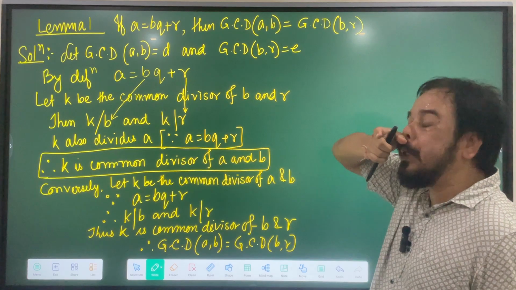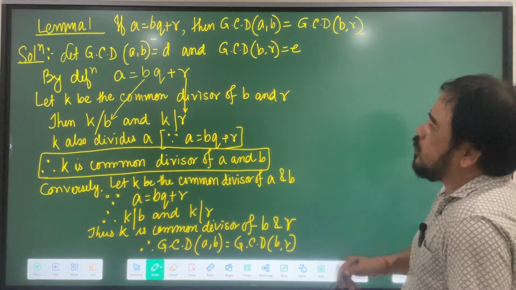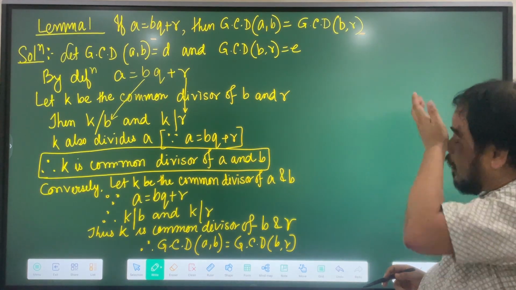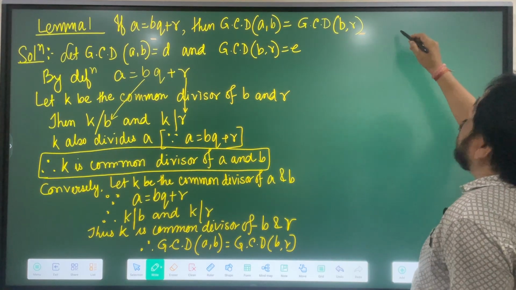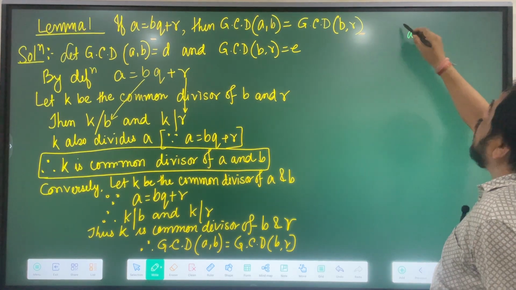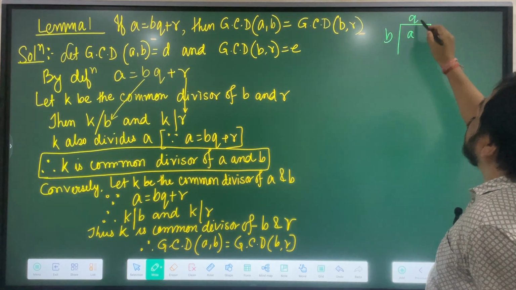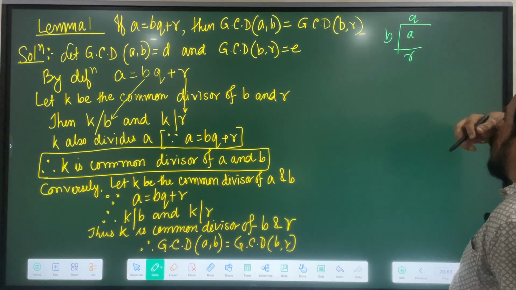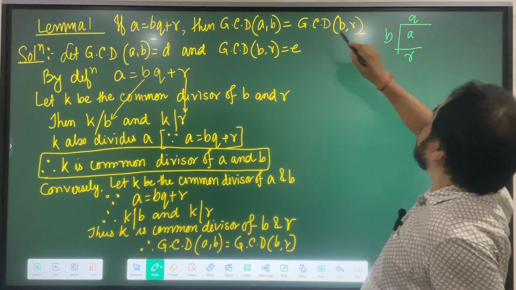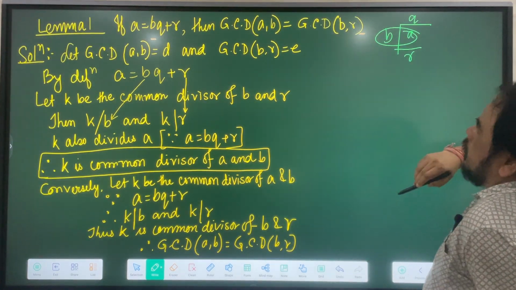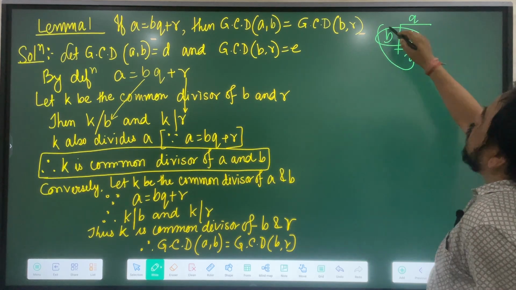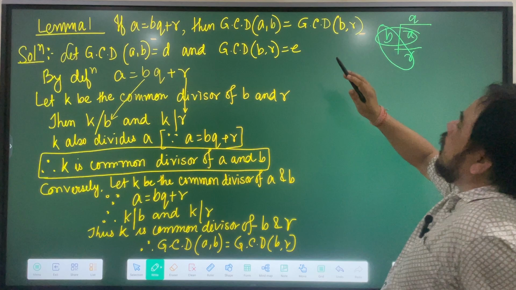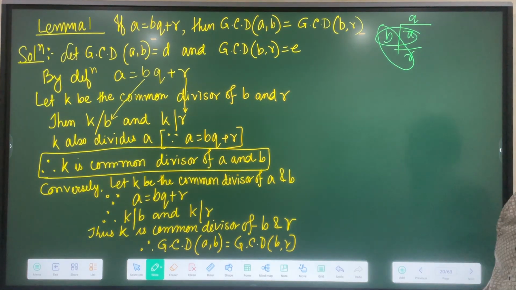If A equals BQ plus R, this one you understand, I think. GCD of A and B equals GCD of B and R. Look here, A equals BQ plus R, where A is the dividend, B the divisor, Q the quotient, R the remainder. Then GCD of A and B is equal to GCD of B and R. Try to understand what the theorem is.